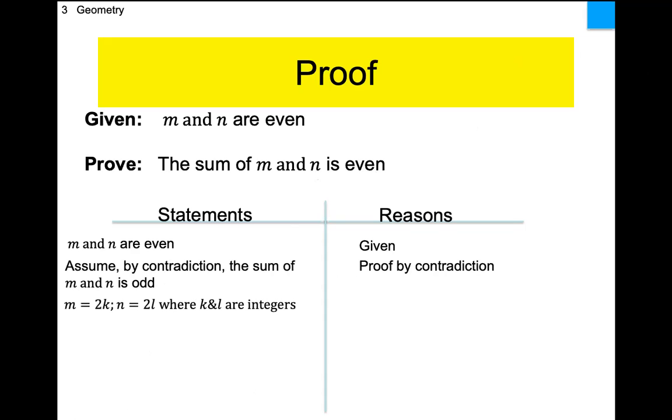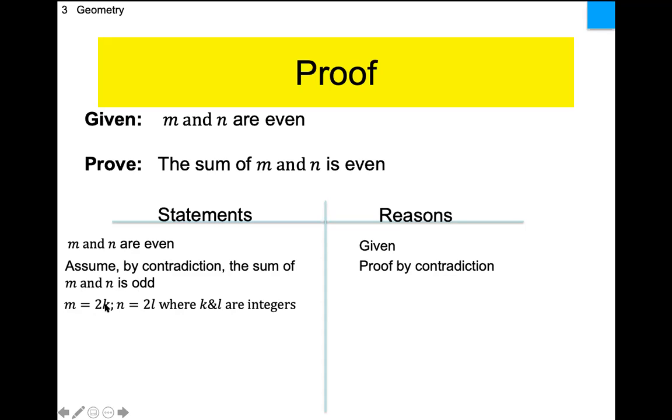We know from the previous slide that you can define any even number as 2 times k, where k is an integer. So I'm going to define m as 2k. n is a different even number, and we're going to define it as 2l. Remember, if they were both k, they would be literally the same even number. So I'm going to assign a k for the first even number, l for the second one.